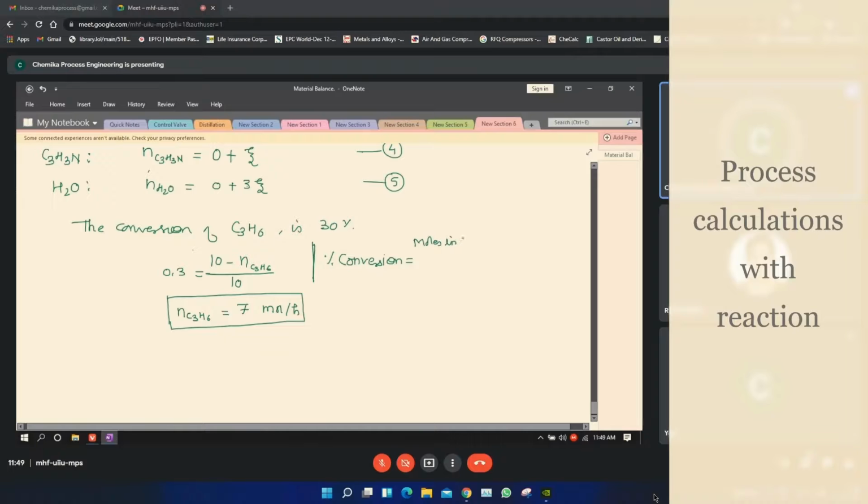Moles in the feed, for any species, any component i, and it may be moles also, it may be a molar flow rate also. In case of a batch system, this will be simple moles. In case of a flow system, it will be a molar flow rate. So moles in the product, divided by moles in the feed.